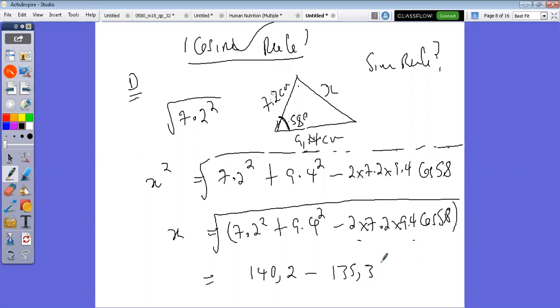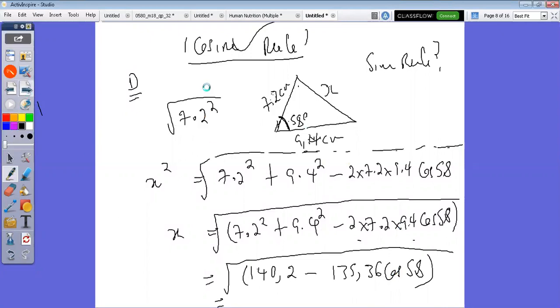135.36 cos 58. Then I put a square root, because I'm using a Sharp, I put brackets like this. Am I allowed to do that? Are we together there? Yes, sir. Then I put my final answer in whatever decimal places. Okay. So that's how we can use that.